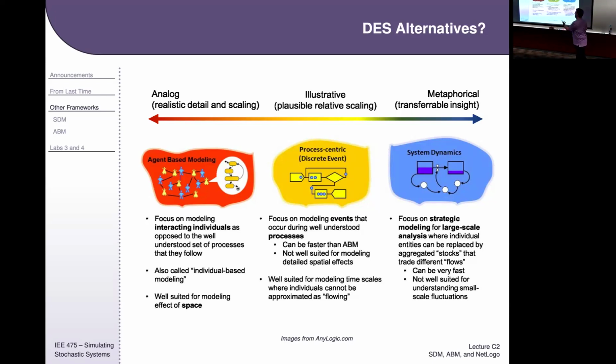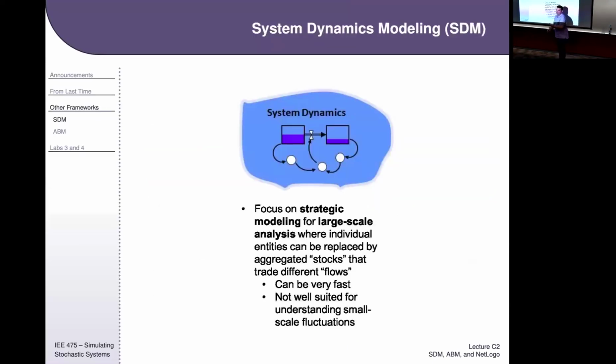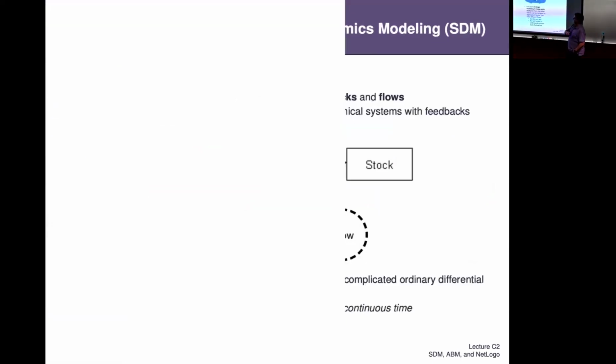But before we can kind of appreciate that, it's nice to know a little bit more about these alternative modeling forms, which you do use in some cases. It just kind of depends on what questions you're asking. So I mentioned system dynamics modeling, the coarsest grain example of modeling.